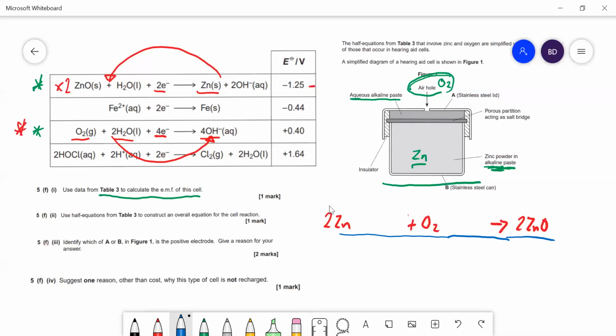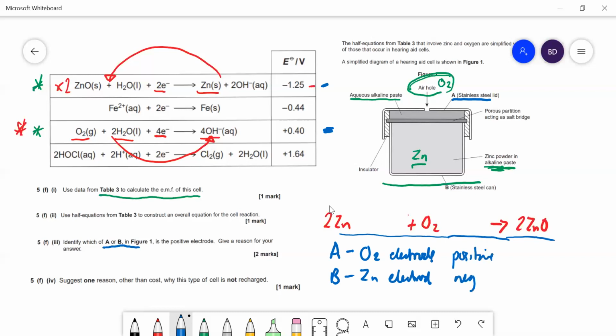Right, this one, question 5. Which, A or B, is the positive electrode? Okay. Right. Now A is here. So A is the O2 electrode, and B is the zinc electrode. We have to decide which one's going to be positive. Well, look, the oxygen is a lot more positive than the zinc. That's plus 0.4 volts. That's minus 1.25. So this is the positive. A is the positive and B is the negative.